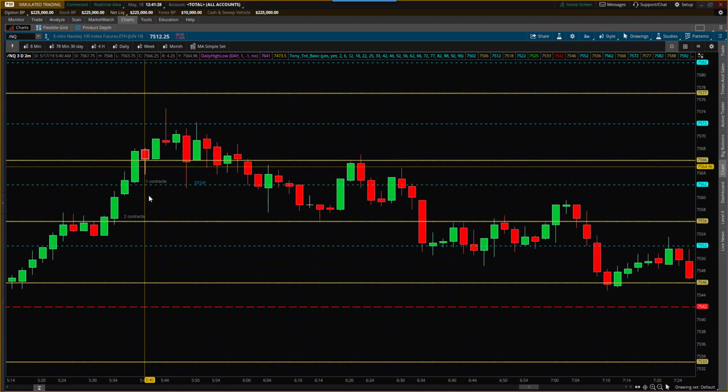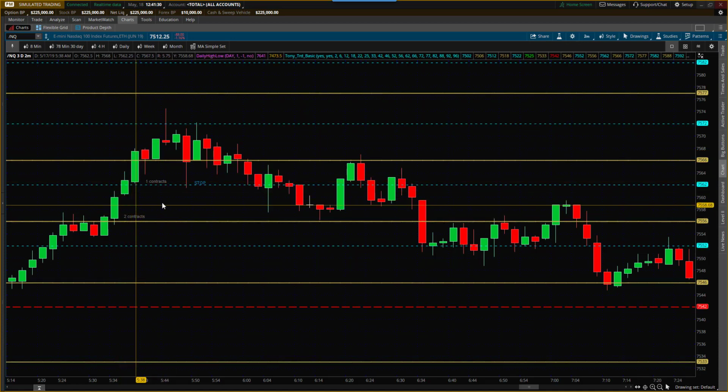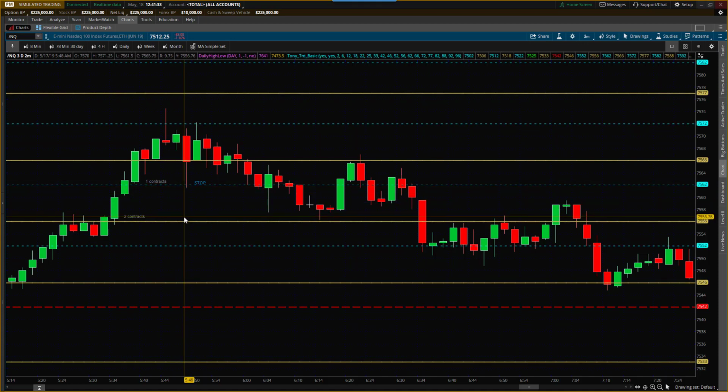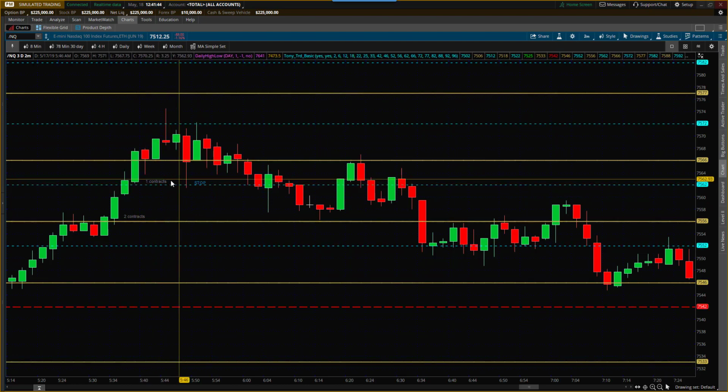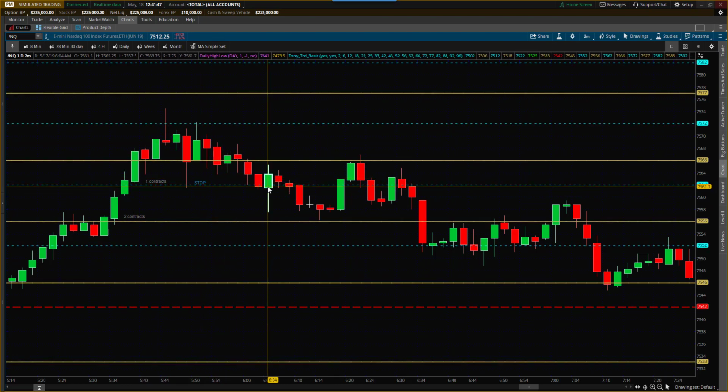That would have been a pretty decent trade there. That would be 8 points, actually 12 points, because this is from 56 to 62. So we would have got 6 points in 2 contracts. That's 12 points. And remember, for every $10 in the NASDAQ, we're looking at $200, right? For every dollar, it's $20, and every $10 is $200.